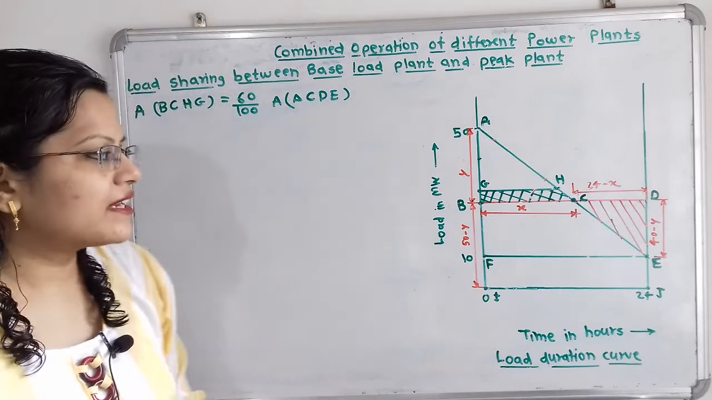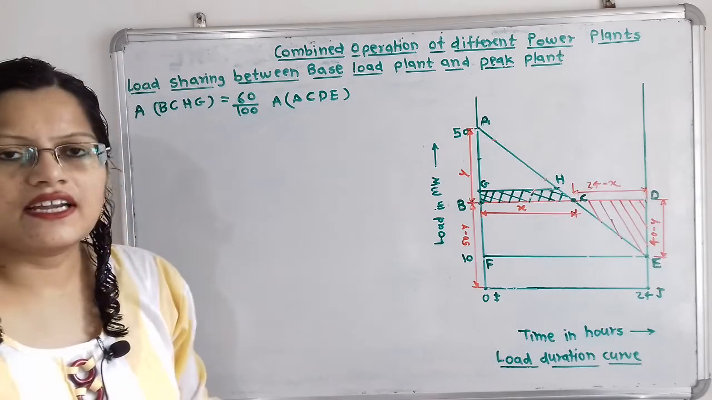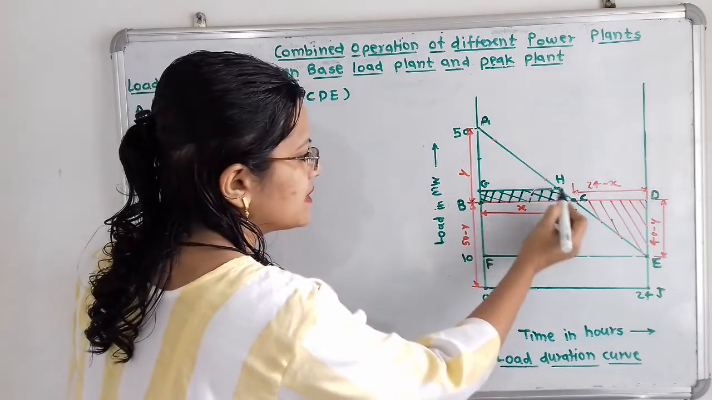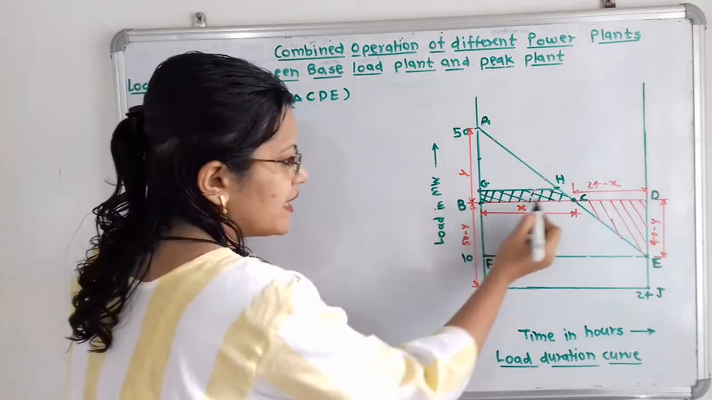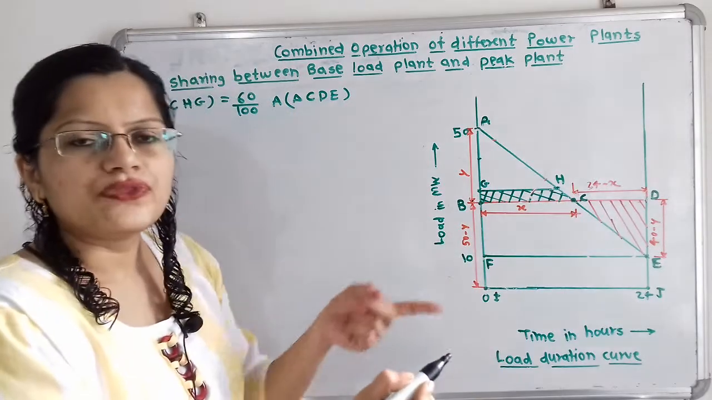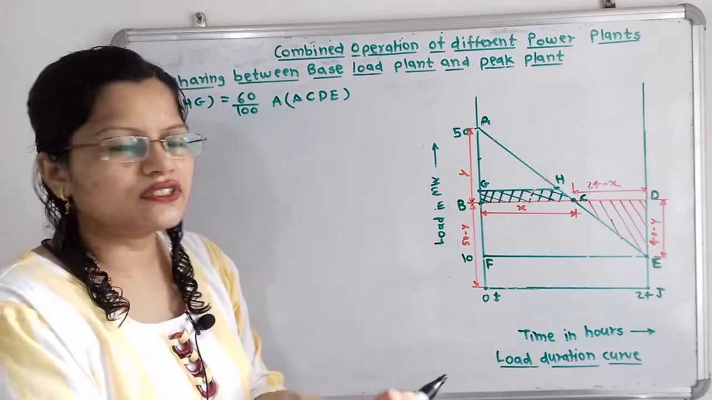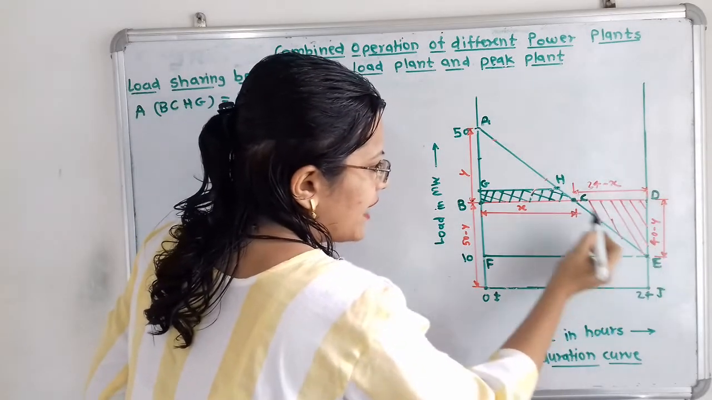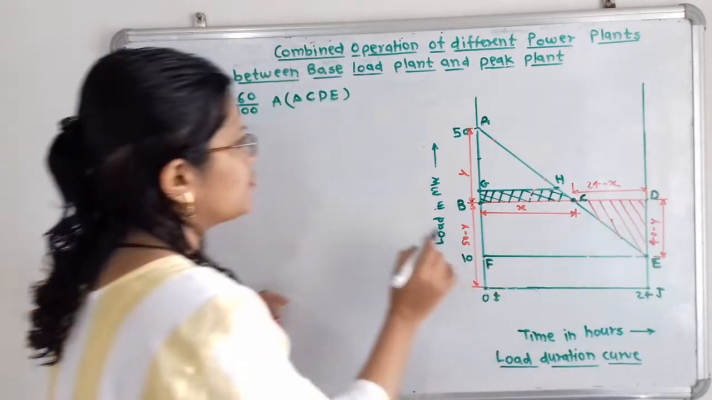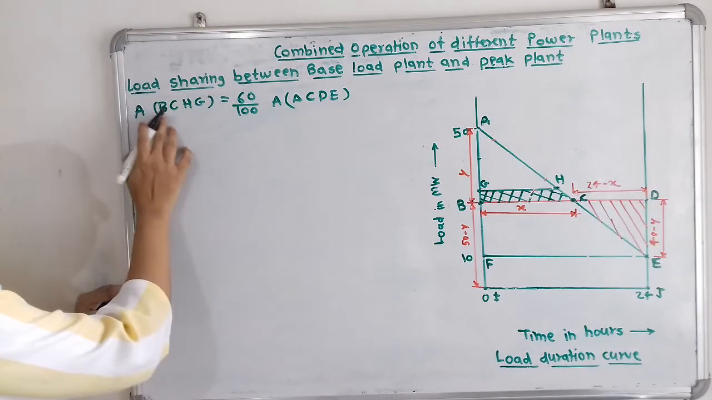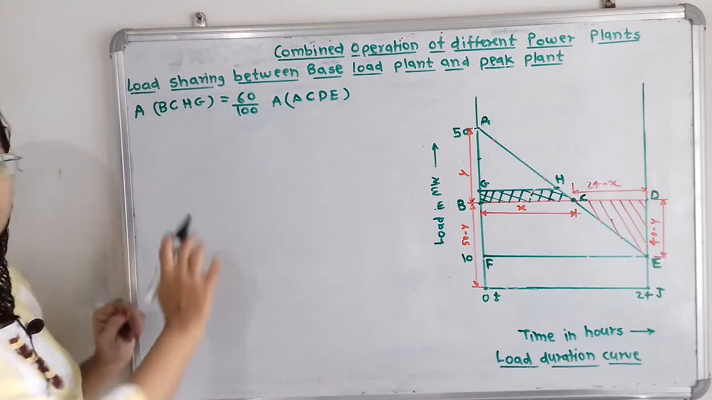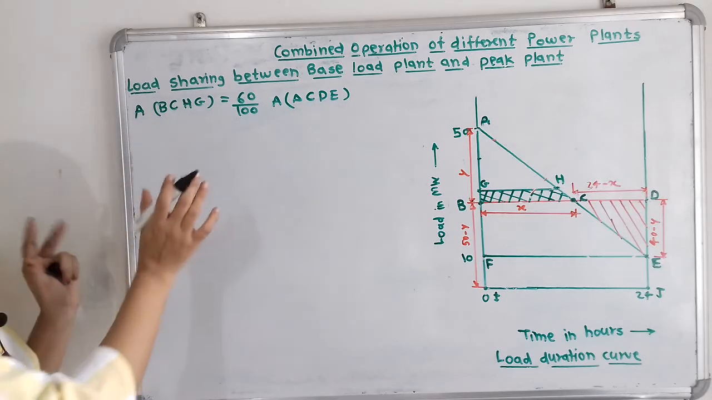So the electrical energy getting generated is shown with this area, that is the area of the shape BCHG. This area is equal to 60% efficiency multiplied by the area of triangle CDE. So we will write this statement: area of BCHG is equal to 60 by 100 times area of triangle CDE. Now how can we rewrite this?